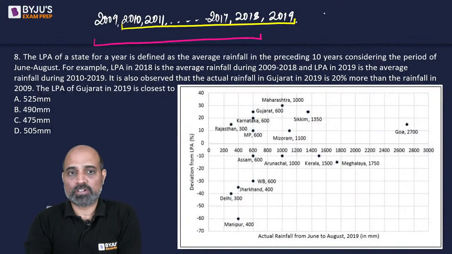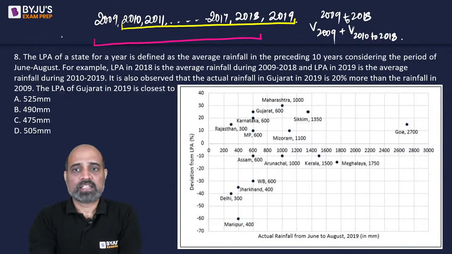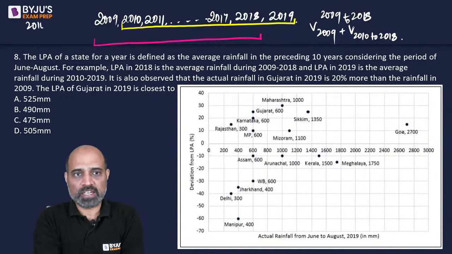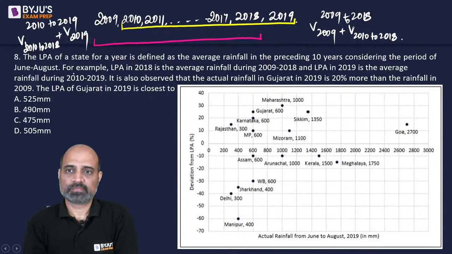So if we talk about 2009 से 2018 का range, can I break this down as 2009's value plus value from 2010 to 2018? Similarly, 2010 to 2019, if I talk about this particular range, so can I break this as value from 2010 to 2018 plus the value in the year 2019? चलेगा? Okay.